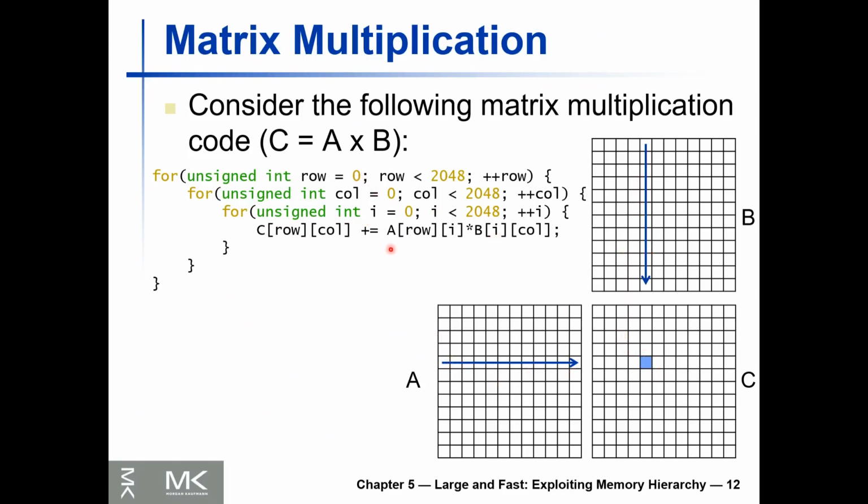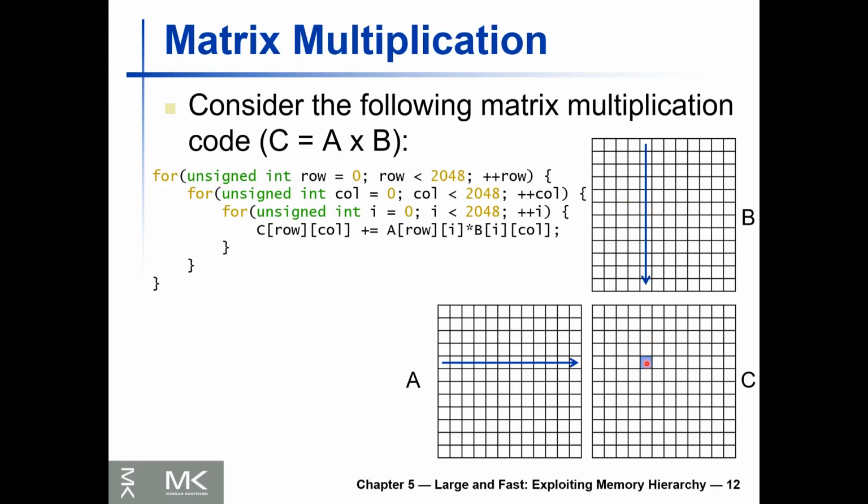And what you do is a multiply and add. You're doing a dot product. You take the element at row I of matrix A, the element at column I of matrix B, multiply those, and add them to the value that you're accumulating at row, column in matrix C. Okay, so this is how matrix multiplication works.